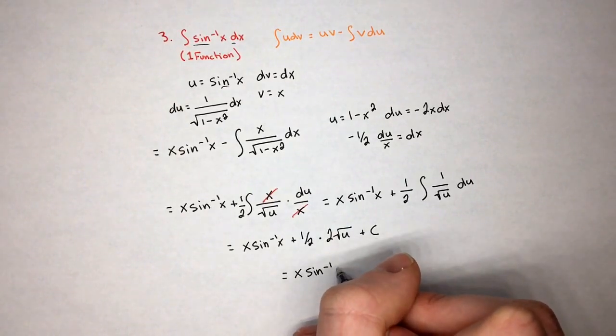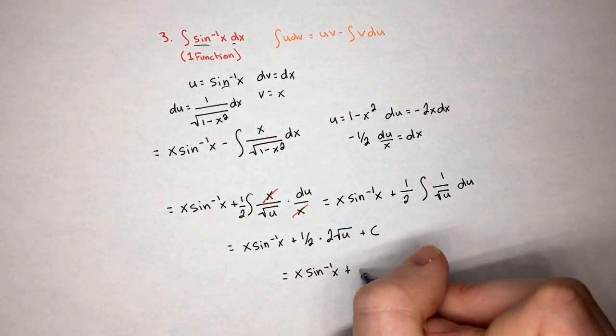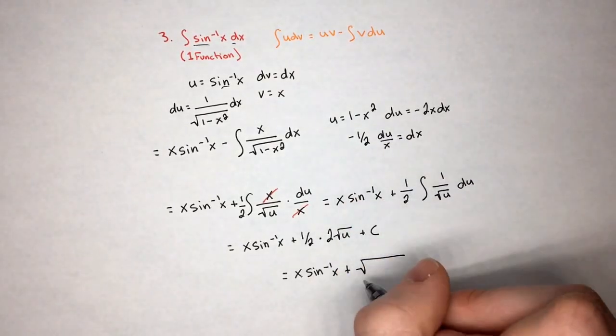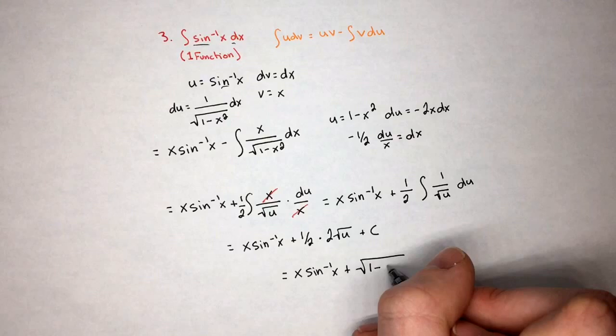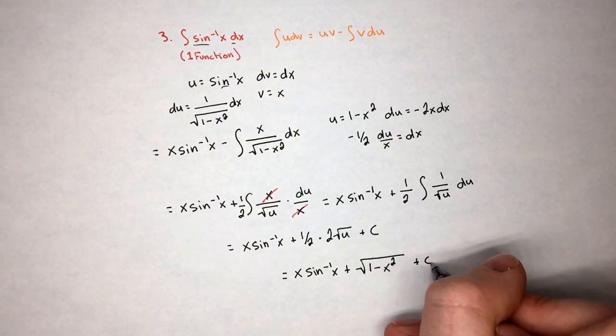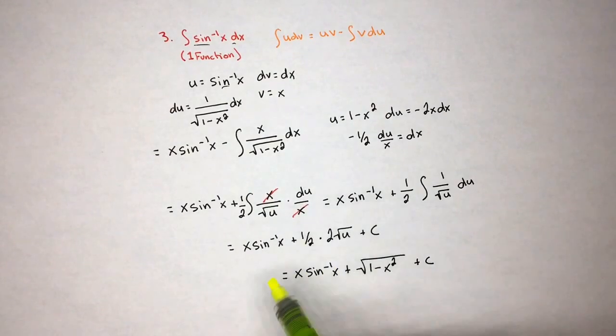and get x arcsine of x plus the square root, and then we'll go ahead and plug in the u, 1 minus x squared, plus c. Alright, and that is our final answer.